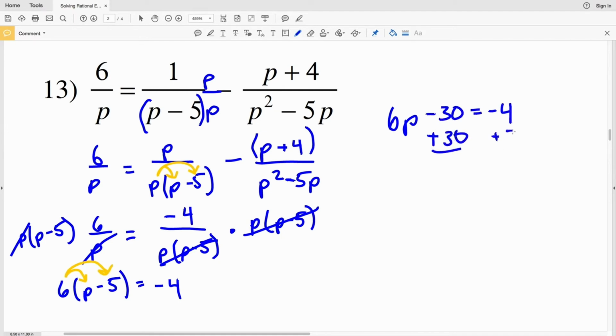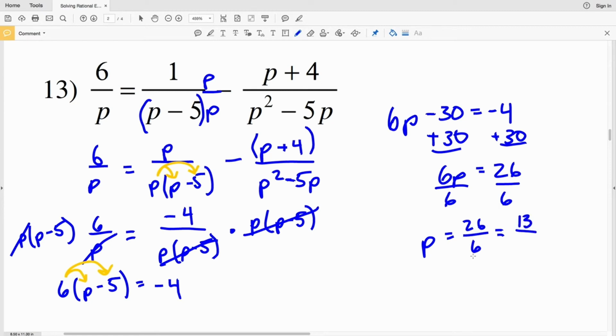Adding 30 to both sides will give me that 6p is equal to positive 26. Then I'll divide both sides by 6 to get that p is equal to 26 over 6. But we can simplify this down. If we divide both by 2, 26 divided by 2 is 13, and 6 divided by 2 is 3. So p equals 13 thirds is the solution for number 13.